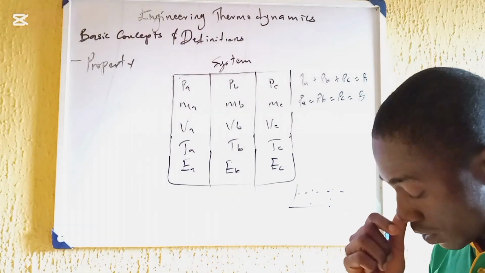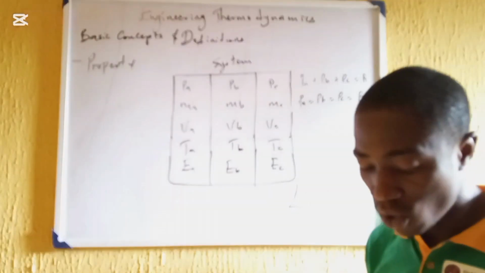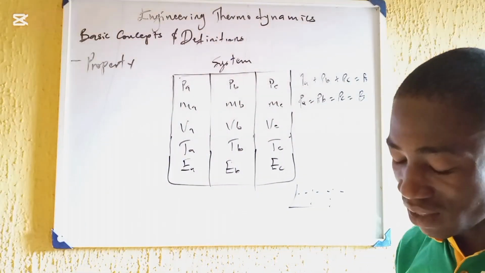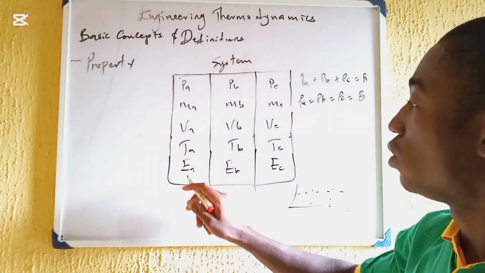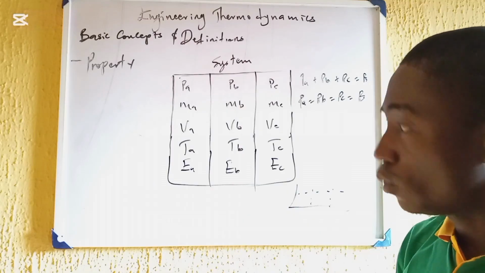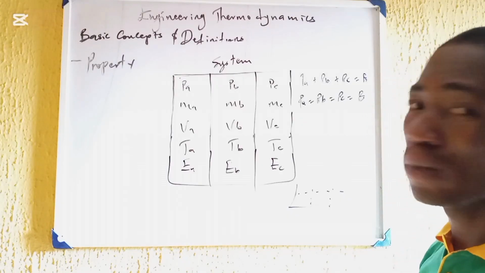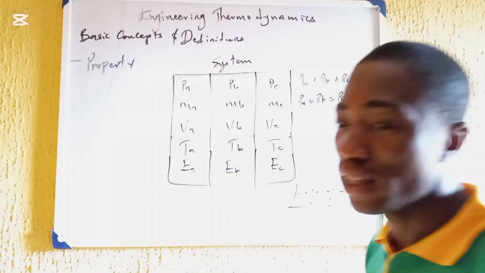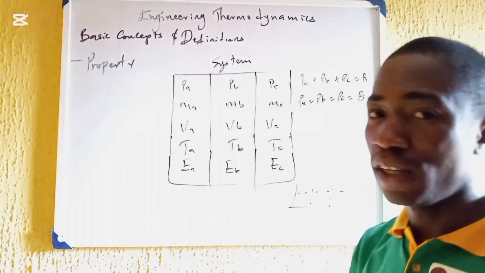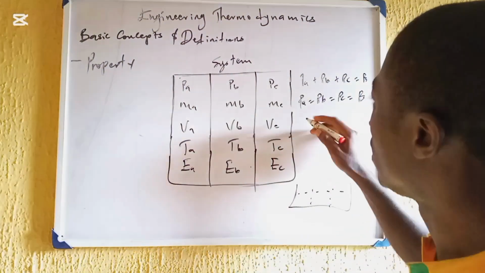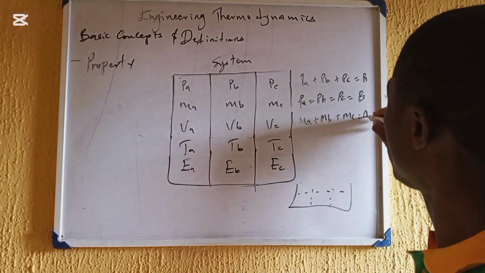Now let's look at the next one, that is extensive properties. Their values for an overall system is the sum of their values for the parts into which the system is divided. Now look at mass, look at volume, look at energy. If you want to measure the mass of a system, you don't just measure the mass of a part of the system, assuming the system is divided into parts. You can't say because you measured the mass of a part of the system, that is the mass of the entire system. No. Instead, you say Ma plus Mb plus what? Mc.